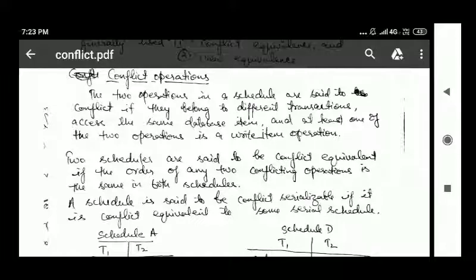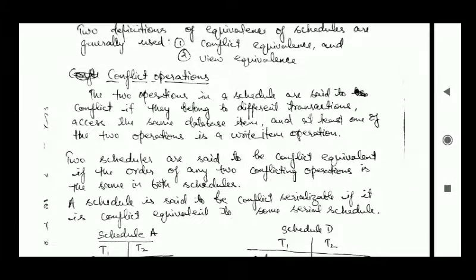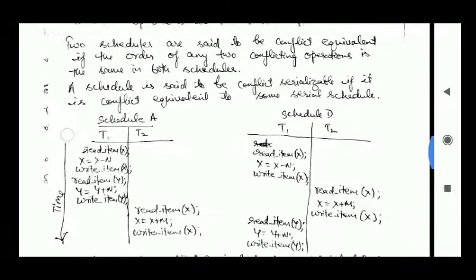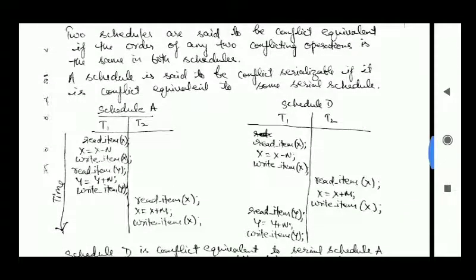Two schedules are said to be conflict equivalent if the order of any two conflicting operations is the same in both schedules. It will be clear after this example. Now, see these two schedules, Schedule A and Schedule D. Here Schedule A is a serial schedule. You can see that transaction T1 is executed completely, and after that transaction T2 is executed completely. So Schedule A is a serial schedule.